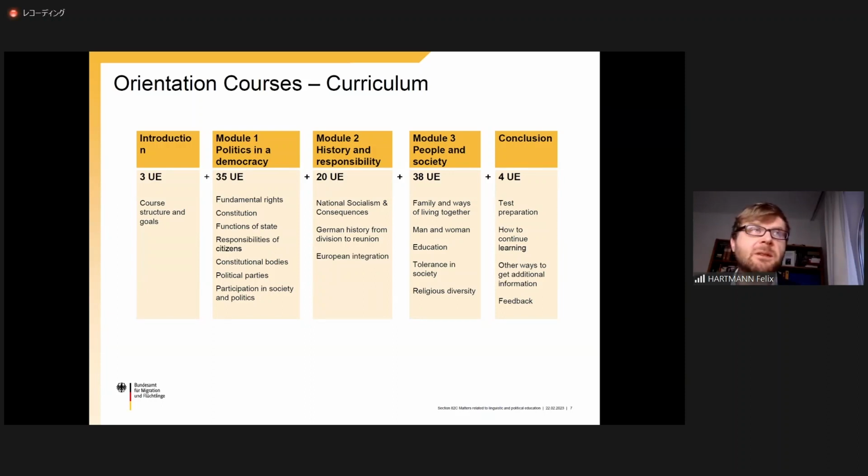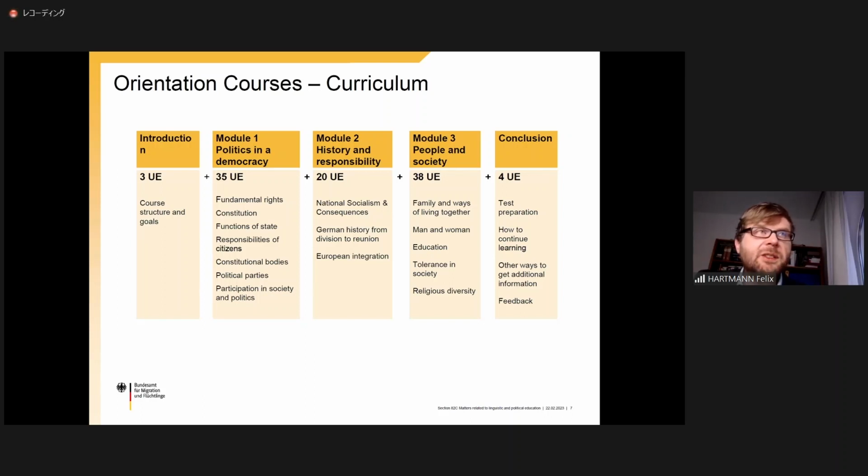Then we have module 3, which is people and society, and here there should be more discussion about living or life in the German society. And we have topics here like families and ways of living together, the role of men and women, education, tolerance in society, and religious diversity.